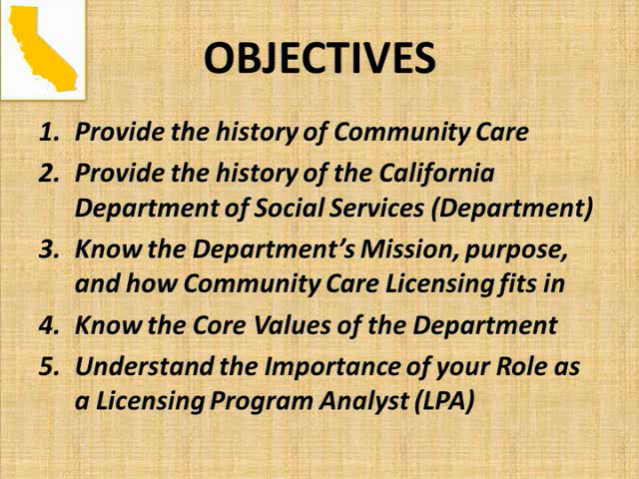The objectives of this module are to: 1, provide the history of community care, because it is important to understand the mission of community care licensing and how it started in the state of California, even before the California Department of Social Services existed. 2, to provide the history of the California Department of Social Services, and why the department was created, and how it assumed the responsibilities of licensing all community care facilities in this state?